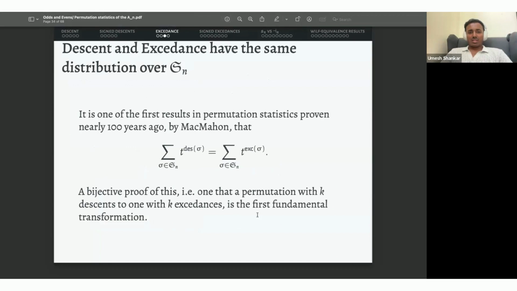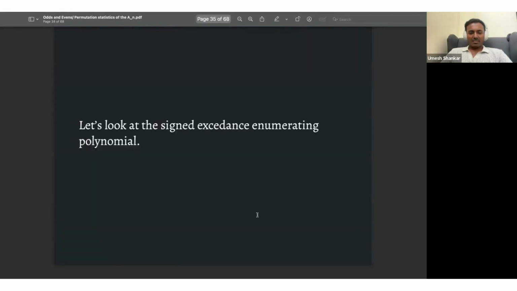This was noted by McMahon, that descents and exceedances, both these statistics are equidistributed over Sn. I think he showed it through recurrence relations, but there is a bijective proof of that. The bijection that takes a permutation with k descents to one with k exceedances is called the first fundamental transformation. This is due to Foata.